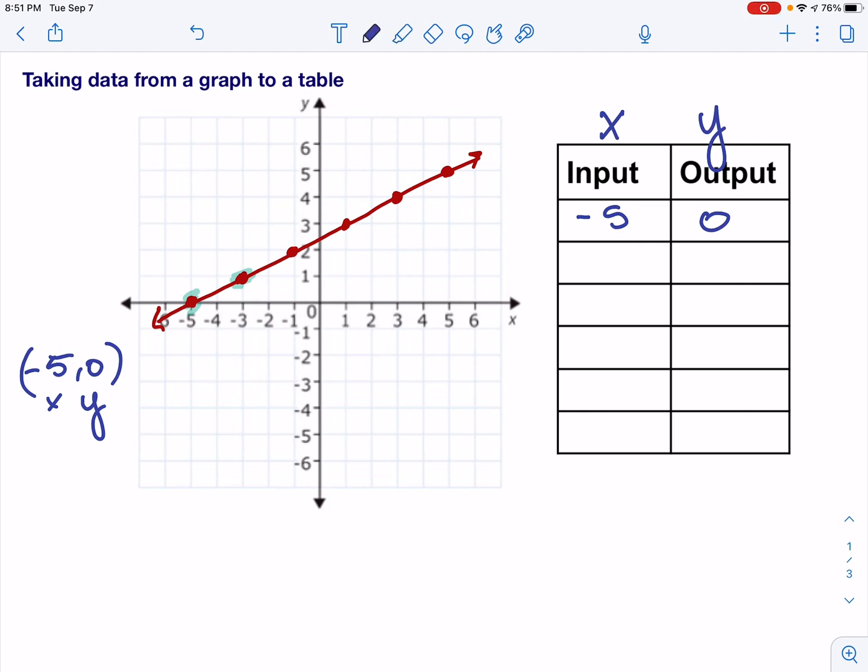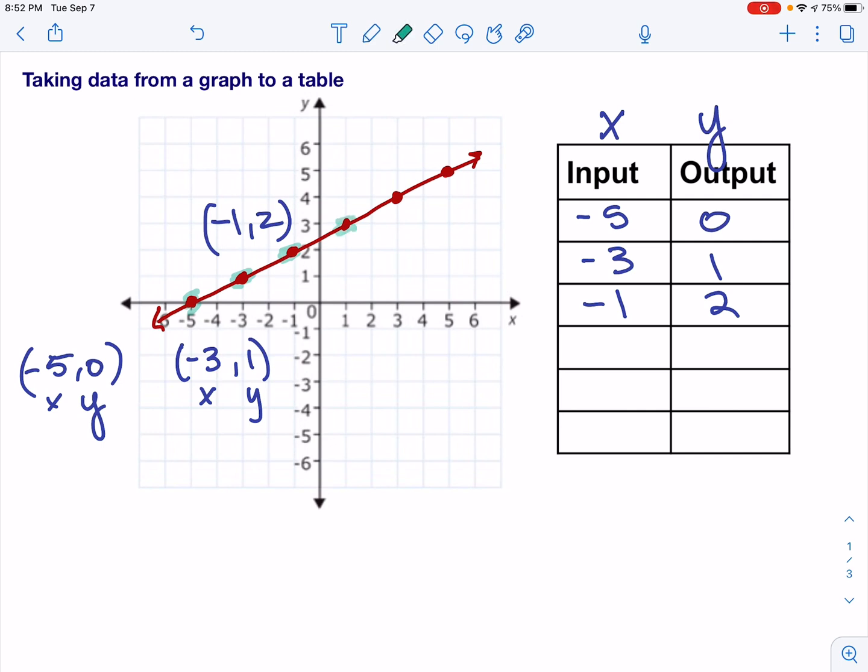So then I'm going to go to the next point, and I'm going to highlight that one there. And I'm going to write it here. That's going to be the point -3, 1. And again, there's my x and my y, so I'm going to fill it into my table. -3, 1. Coming over here to the next point that I'm highlighting, that point is going to be -1, 2. So my x is going to be -1, my y is 2.